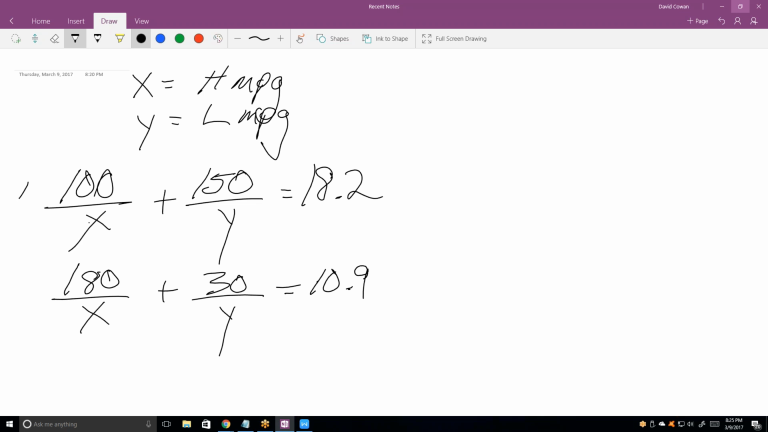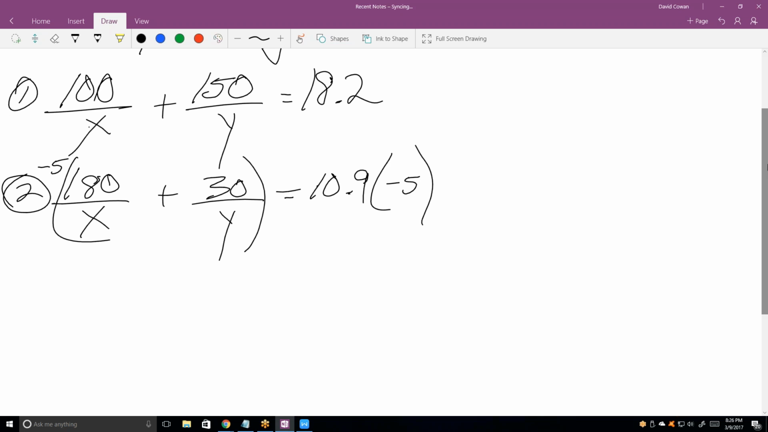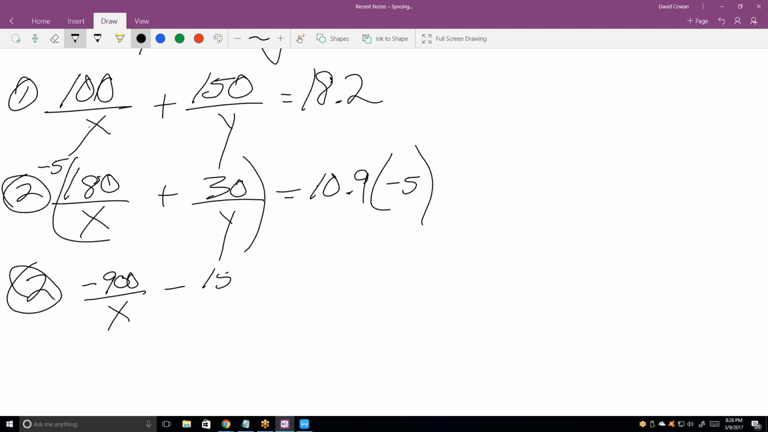In other words, this is equation 1. This is equation 2. And I'm going to multiply the bottom equation by minus 5. In order for us to be able to add the resultant two equations and eliminate a variable, it's better if one of them is minus and the other one's plus. So new equation 2 is minus 900 over X, minus 150 over Y, equals minus 54.5. Okay, that's my new equation 2.